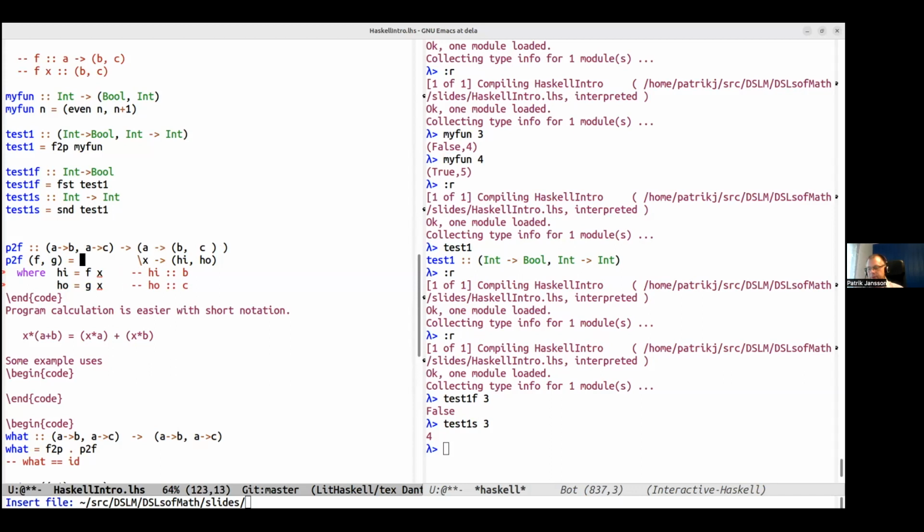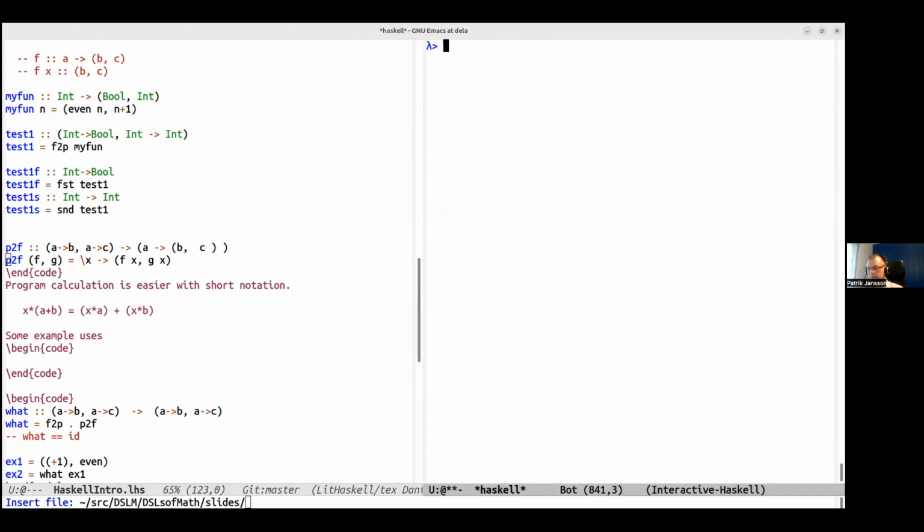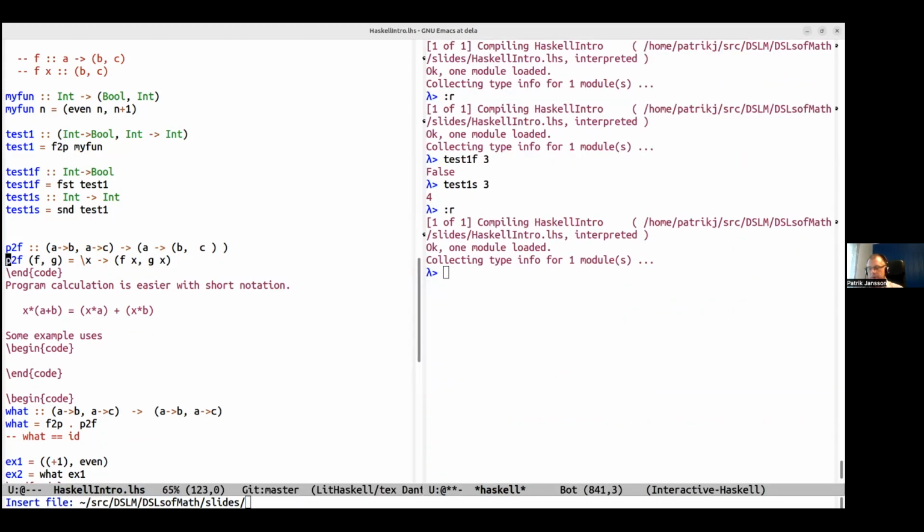And as you might see, there is not really any reason to have a separate where clause here. So I will now remove the where clause and insert the definitions directly to make the code a little shorter. And now we have a function P2F that takes a pair of functions f and g and produces one function which does both. And then we should be able to run.